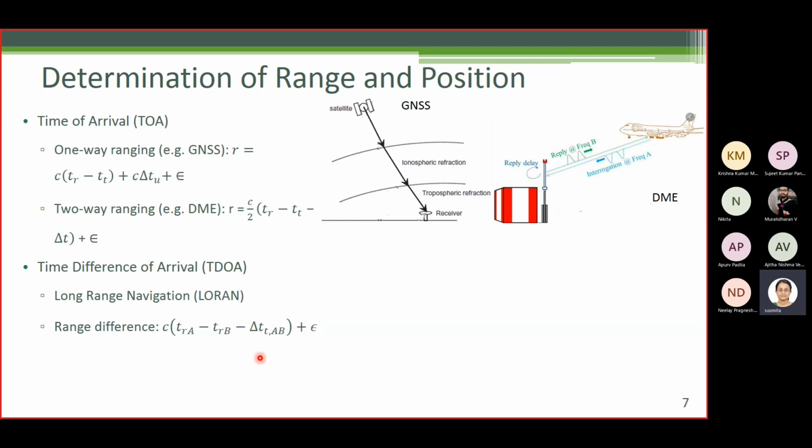So can you tell me what will be the line of position for a constant range difference? So we know that it is a circle for constant range. But how about constant range difference? What do you think it will be?